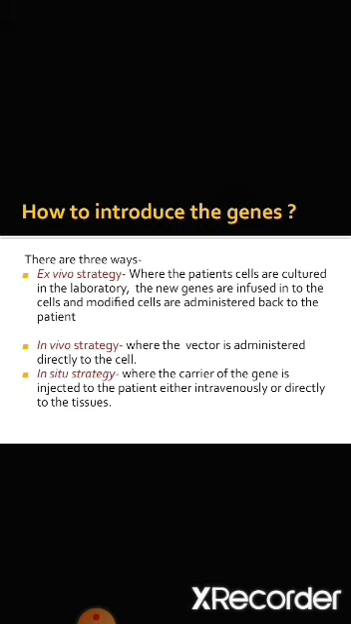How do we introduce these genes? There are 3 ways: ex vivo strategy, in vivo strategy, and in situ strategy. In ex vivo strategy, the patient cells are cultured in the laboratory. The new genes are infused into the cells and these modified cells are administered back to the patient. In vivo strategy, the vector is administered directly to the cell. And in situ strategy, the carrier of the gene is injected to the patient either intravenously or directly to the tissues.